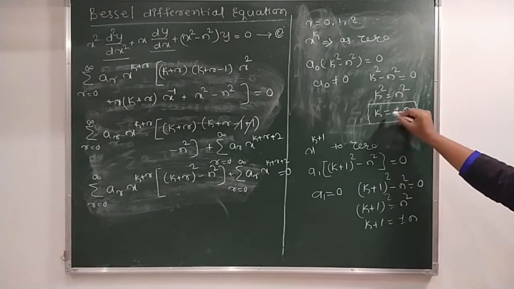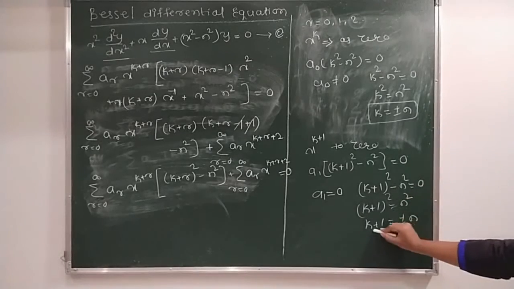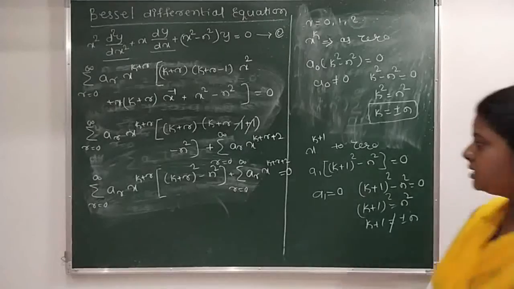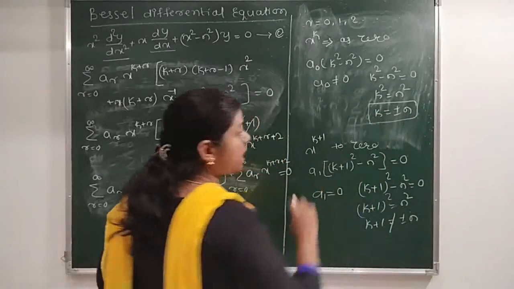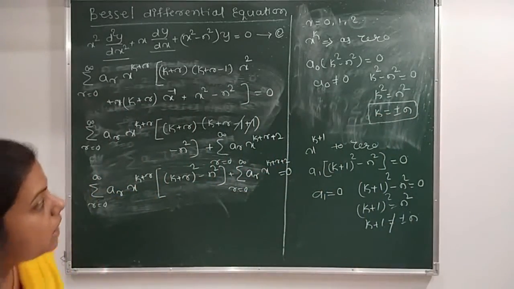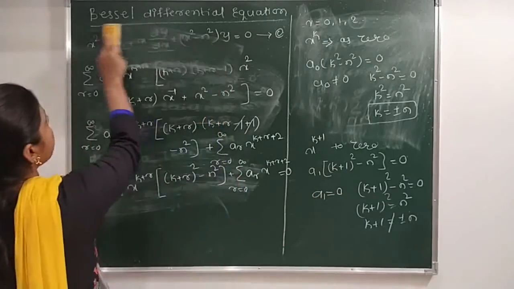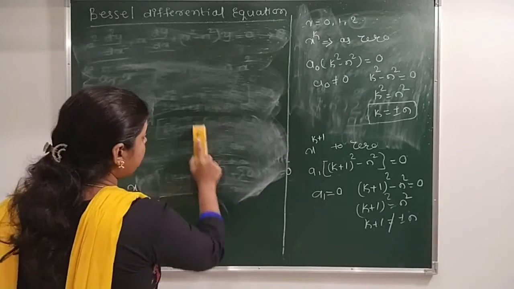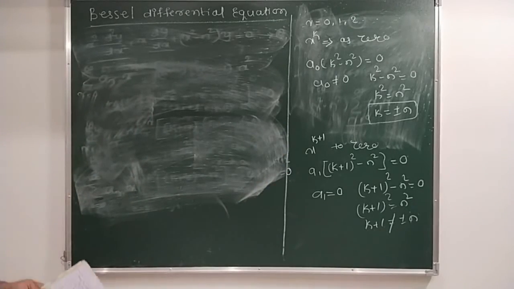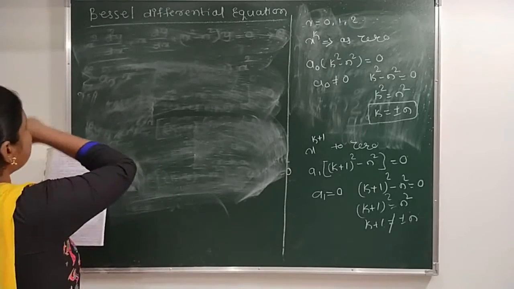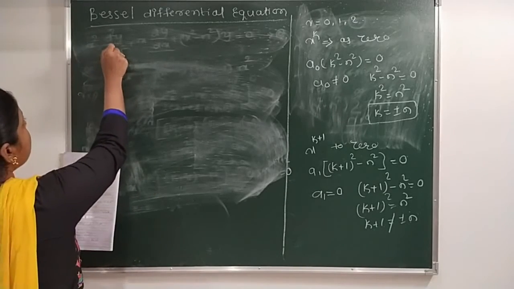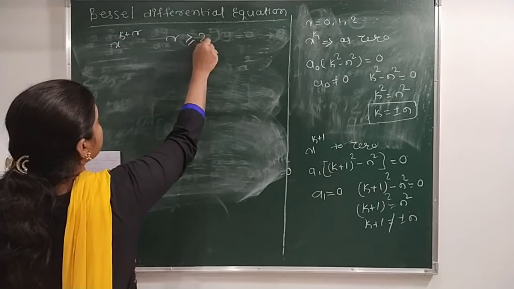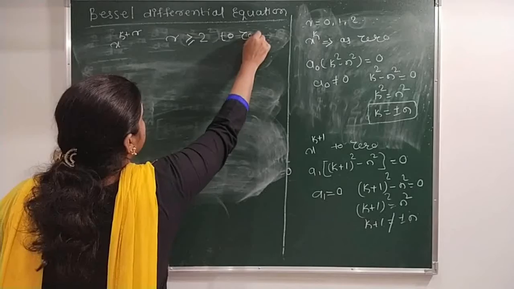Already we got k is equal to plus or minus n, but here k plus 1 we also got as plus or minus n, that does not exist. That's why we have to consider k is equal to plus or minus n, and a1 we make it 0. After getting a1 as 0, we got the k value. Next we have to take continuously the terms as x raised to k plus r, where r is greater than or equal to 2.